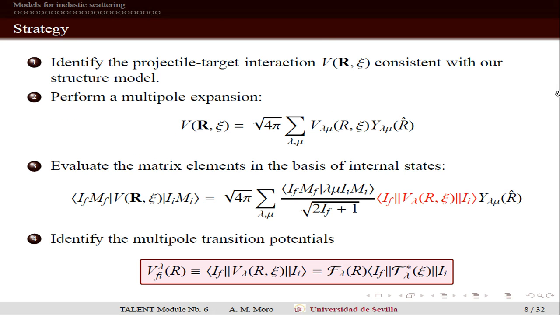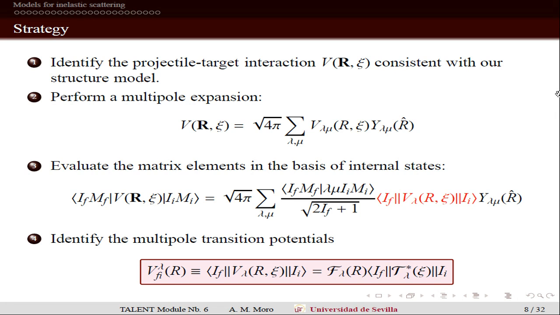Okay, so let me proceed further. The idea in all the models, we are not going to see again everything because we are not going to repeat Friday's lecture, but the idea in all the models was the same. We have to identify the projectile-target interaction consistent with the structural model that we are considering. So we can have a cluster model, a collective model, or whatever. Then we perform a multipole expansion to separate the angular part. So we have these multipole radial components of the potential.